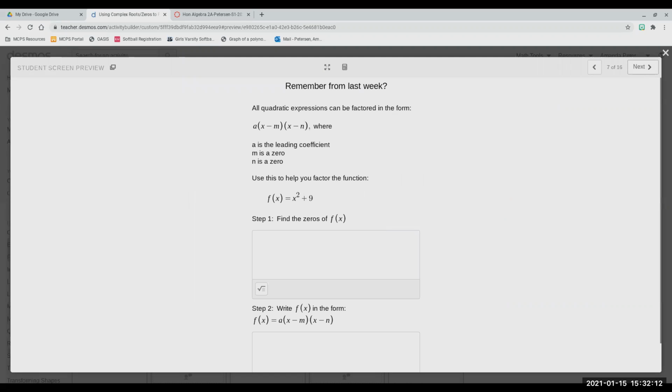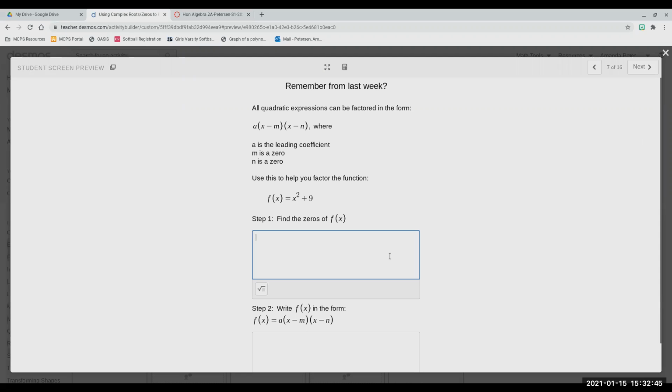All right, next slide, slide 7. Slide 7 is just a review from last week. We're taking what we learned about factored form, and now instead of just doing real numbers in our factored form, we're also going to be doing imaginary numbers, but everything else stays the same. So go ahead and pause this video, find the zeros, put it in factored form, and then check in with me. All right, let's see how you did.